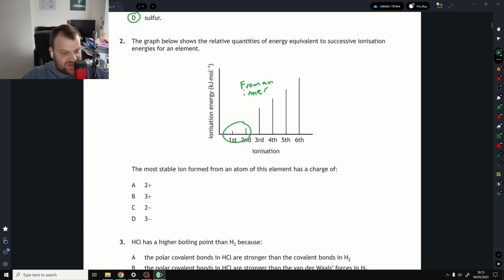This would suggest that our outer shell is going to have 2 electrons in the outer shell. Once you've taken both of them out, you're then going to an inner, more tightly held electron. The first two are fairly easy to remove. Removing electrons would make it positive. 2 plus positive charge would be our correct answer for this one.